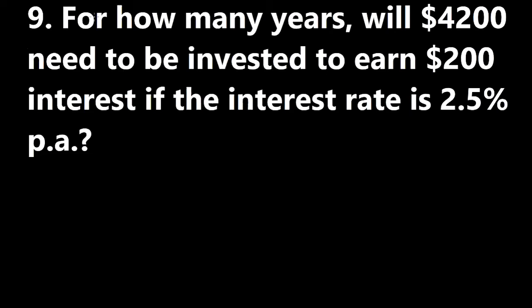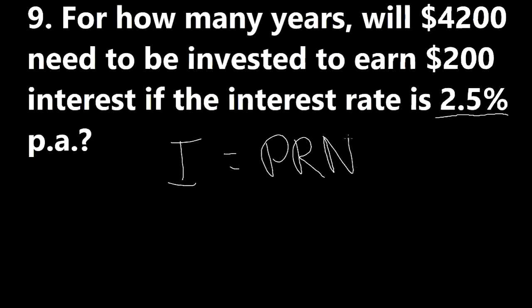So question 9. For how many years will $4,200 need to be invested to earn $200 interest if the interest rate is 2.5%? So now we're going to immediately write down our simple interest formula, which is going to be I equals PRN. So we should be starting to get the hang of this. Do we have our interest rate already? Yes, we know it's 2.5 per annum, and we're trying to find our years, so we don't need to change that. So that's all good.